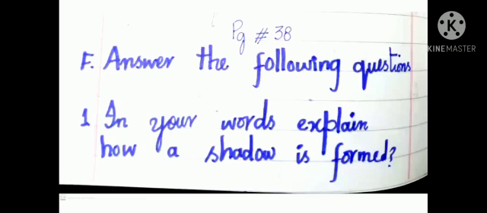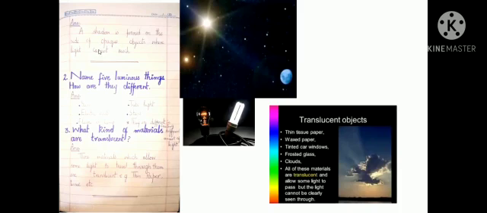On page 30, some questions are given. Answer the following questions. In your words, explain how a shadow is formed. A shadow is formed on the side of opaque objects where light cannot reach. Name 5 luminous things. How are they different? You can see these all things are luminous, that gives off light by themselves. So this is the sun, this is the moon, these all are the stars. This is the tube light, electric bulb, energy savers. These all are the examples of luminous objects.